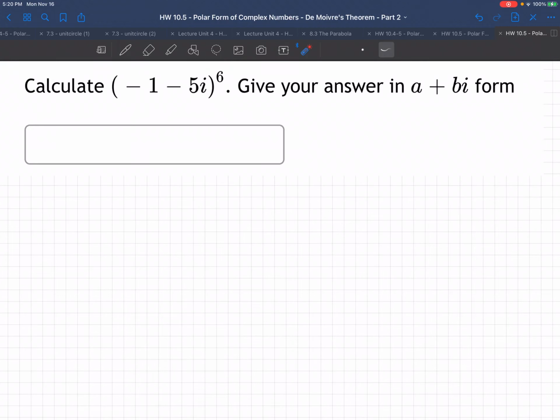Welcome to an example in which we are taking a complex number, minus 1 minus 5i, to a big power. And we want to give our answer in a plus bi form. So how are we going to do this?